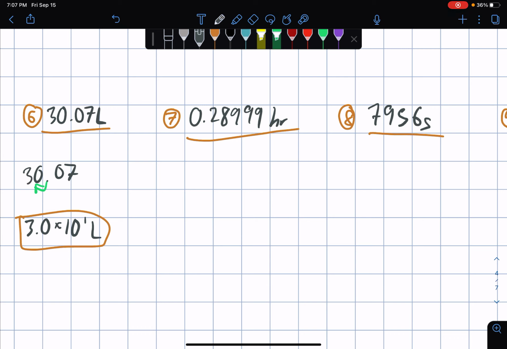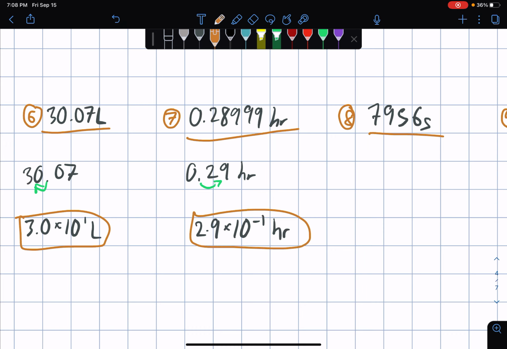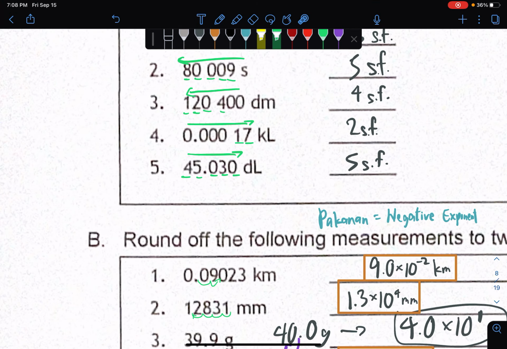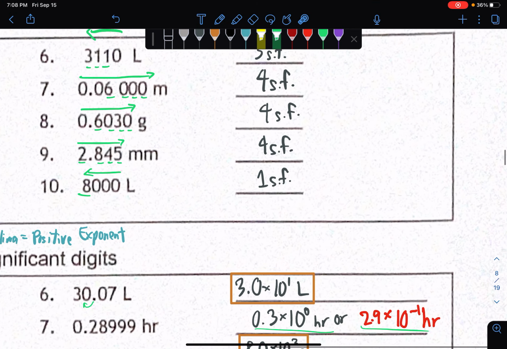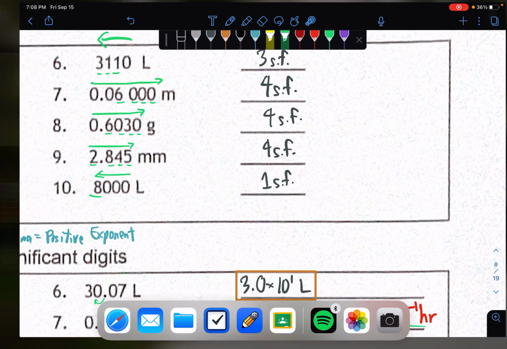Number 7. We move the decimal point 1 time to the right. Actually, let me round off first. 2.29 hours, and then 2.9. We moved 1 time to the right. 2.9 times 10 raised to negative 1 hours.